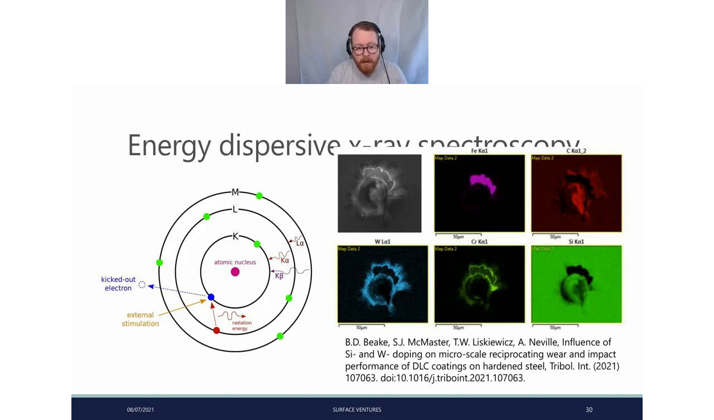We have here another impact crater. And essentially the raster scanning of an electron microscope allows you to map out where various elements are in your sampling region. This just requires waiting and doing enough sampling in order to measure where these elements are.